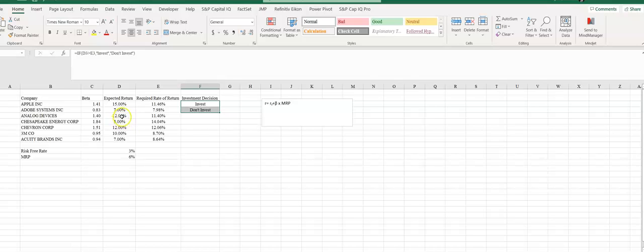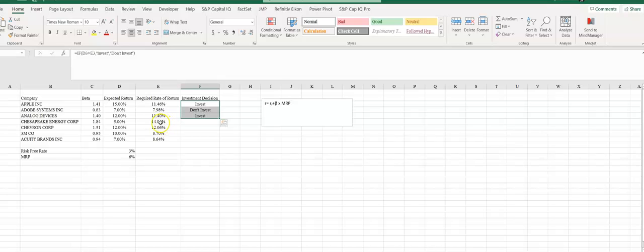Analog Devices has an expected return of 12%, and a required rate of return of 11.40%. Yes, the expected return is marginally higher than the required rate of return, so it should be an invest. And let's see if it is correct. Yep, we got invest.